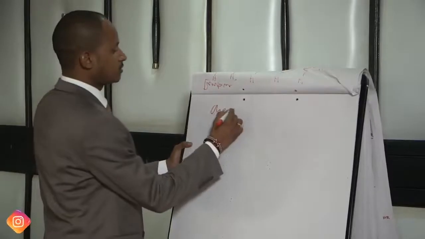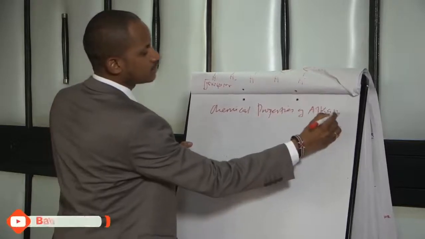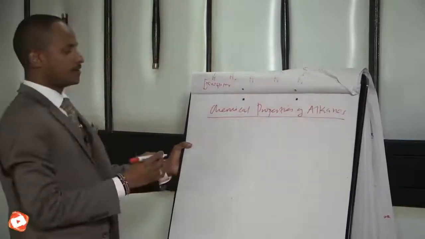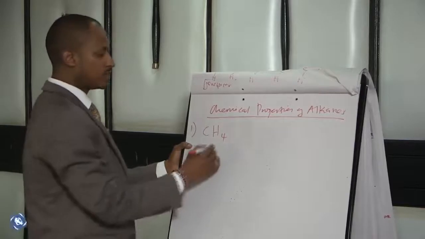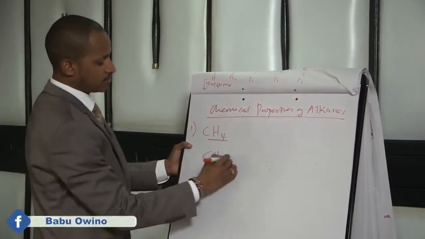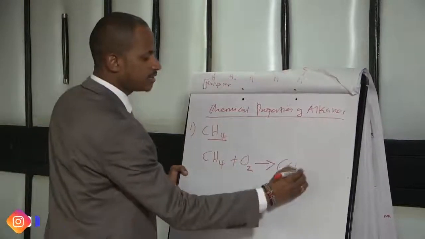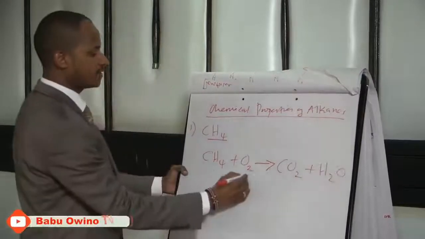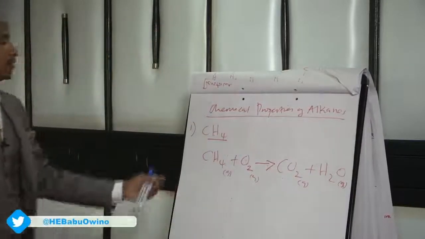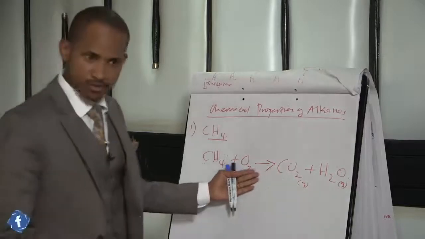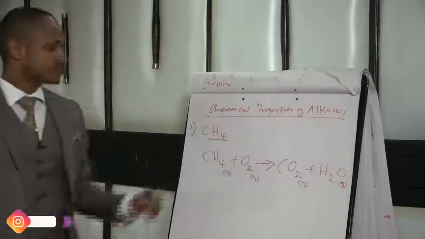The chemical properties of alkanes. Number 1, we will use methane. So when methane reacts with oxygen, you get carbon dioxide and water, but they are all in gaseous form. When methane reacts with oxygen, combustion, when you burn it, they are all in gaseous state. You get carbon dioxide and water. So in this form, you can balance the equation.